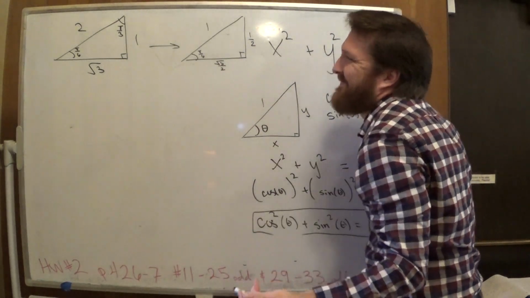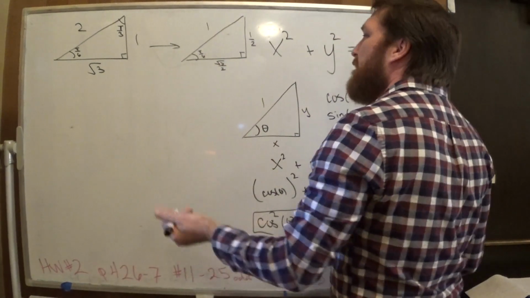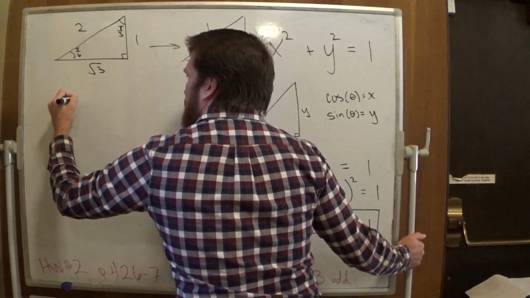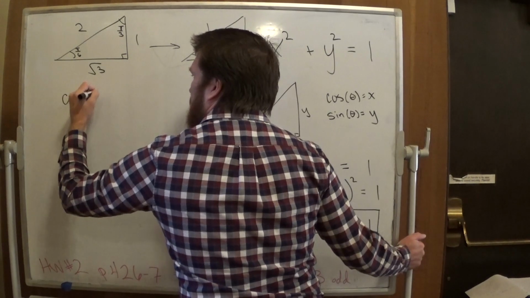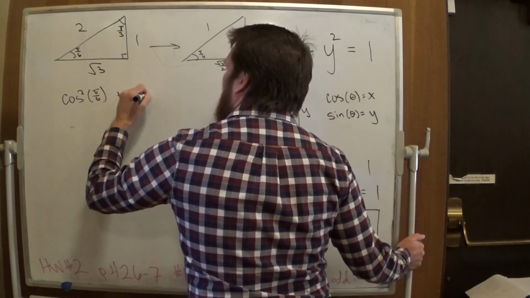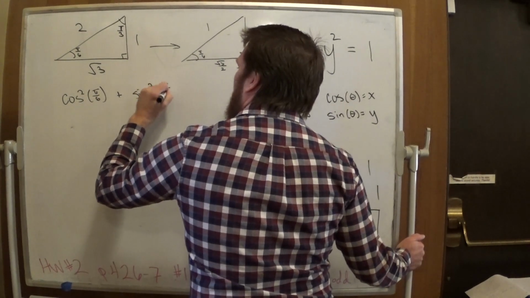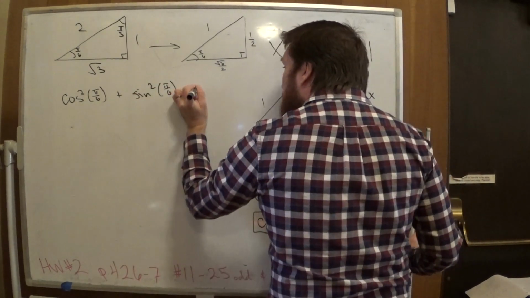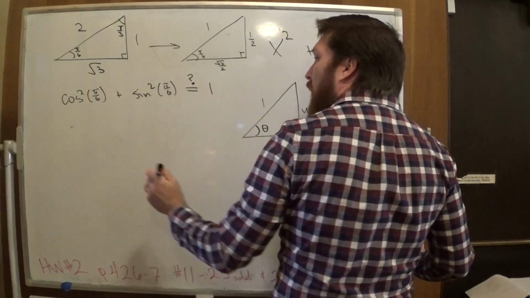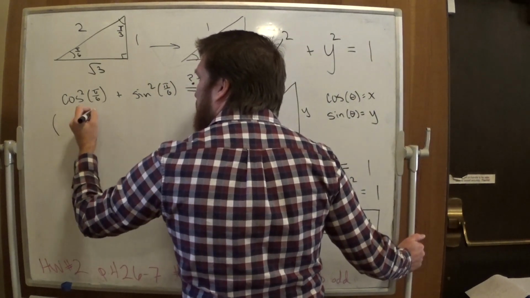Which is 1 over 2, right? Okay, so let's do this. Let's just verify this identity. First off, I'm going to write it out like this: cosine squared pi over 6 plus sine squared pi over 6. It should be the case, and this is what we want to verify, that this thing equals 1. So the first thing I'm going to do is translate this back.